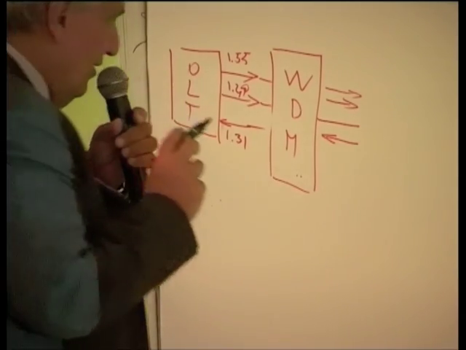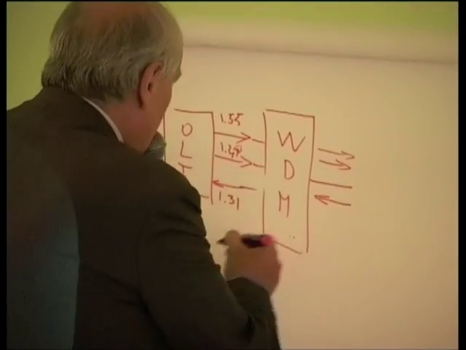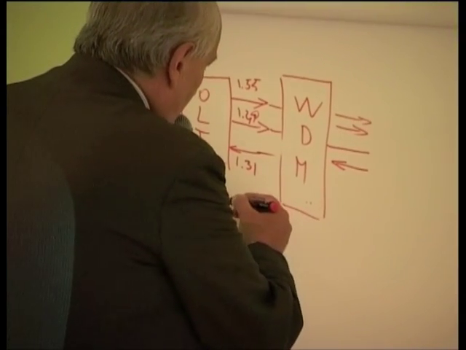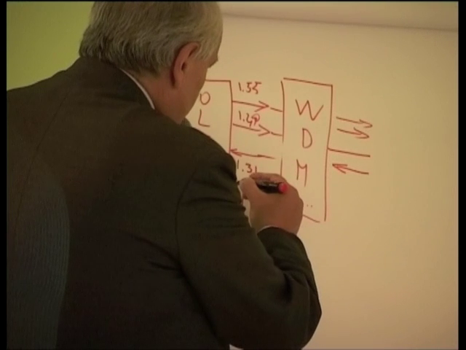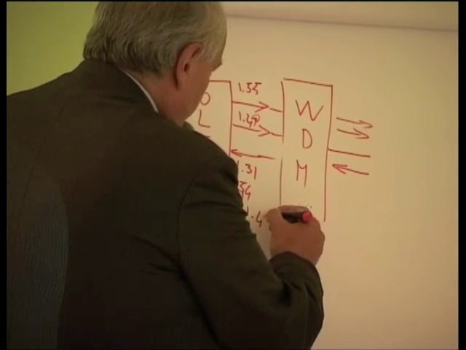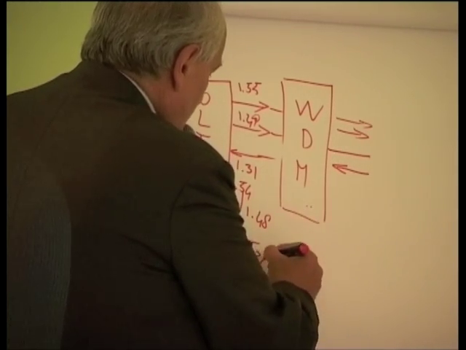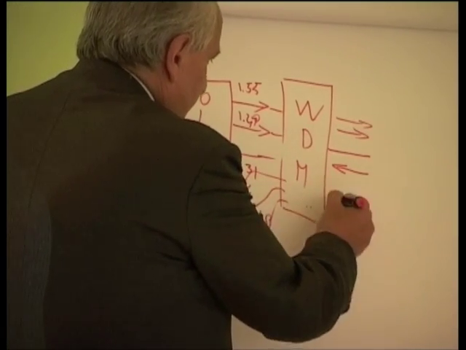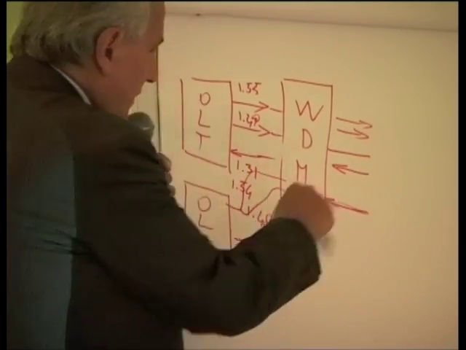I could also use WDM to connect a different OLT on different wavelengths. Let's say 1.454, 1.48, 1.30, and to use the same to send more information and to receive more information. This is not used with only one exception, which is Korea. South Korea is using WDM PON.